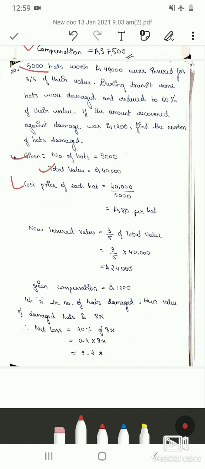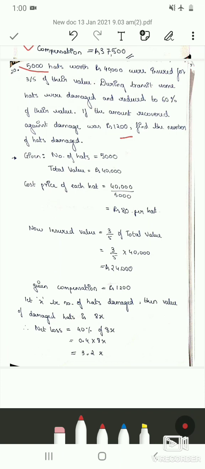So therefore we can calculate cost price of each hat, which is total value of the hats divided by the number of hats, which is 40,000 by 5,000, which is rupees 8 per hat. So now they have given the insured value as 3/5 of the total value. So the total value is known, and therefore we can calculate insured value, which is 3 by 5 into 40,000. Therefore insured value is rupees 24,000. And also in the question they have given the compensation, which is rupees 12,000, that is the amount recovered against the damage. So that is nothing but compensation.